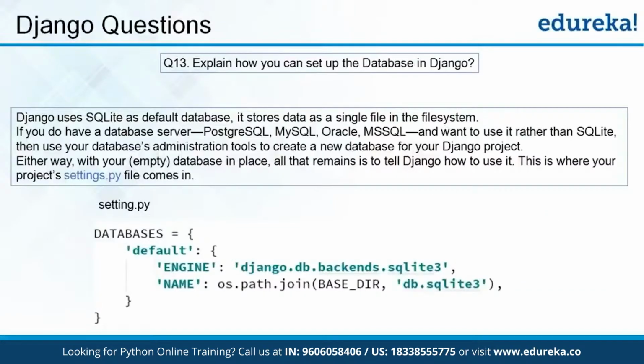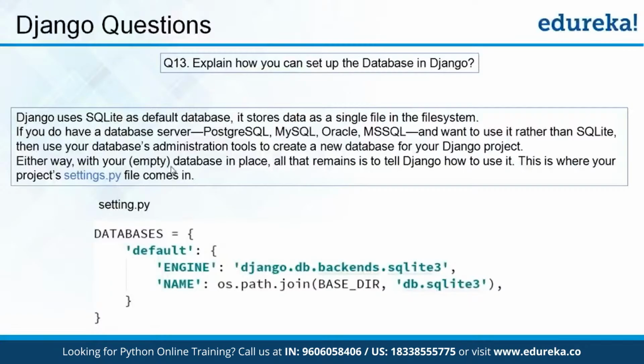Now, explain how you can set up a database in Django. We'll go with the default database, which is SQLite, which stores data as a single file in the file system. You can also have databases like Postgres, MySQL, Oracle, MS SQL, other than SQLite. But then you need to use your administrative tools to create a new database. For example, you might have to use something like SQLAlchemy to create your database for your project.